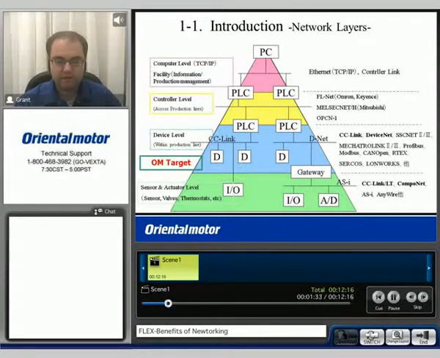The device level is listed in blue. This will be things like servo motors or motion control systems, and there are many different protocols available currently on the market. One of those examples would be CC-Link or DeviceNet. This is the target area which Orientomotor is specifically referencing. And then finally there is the sensor or actuator level, and again there are other protocols available for this as well.